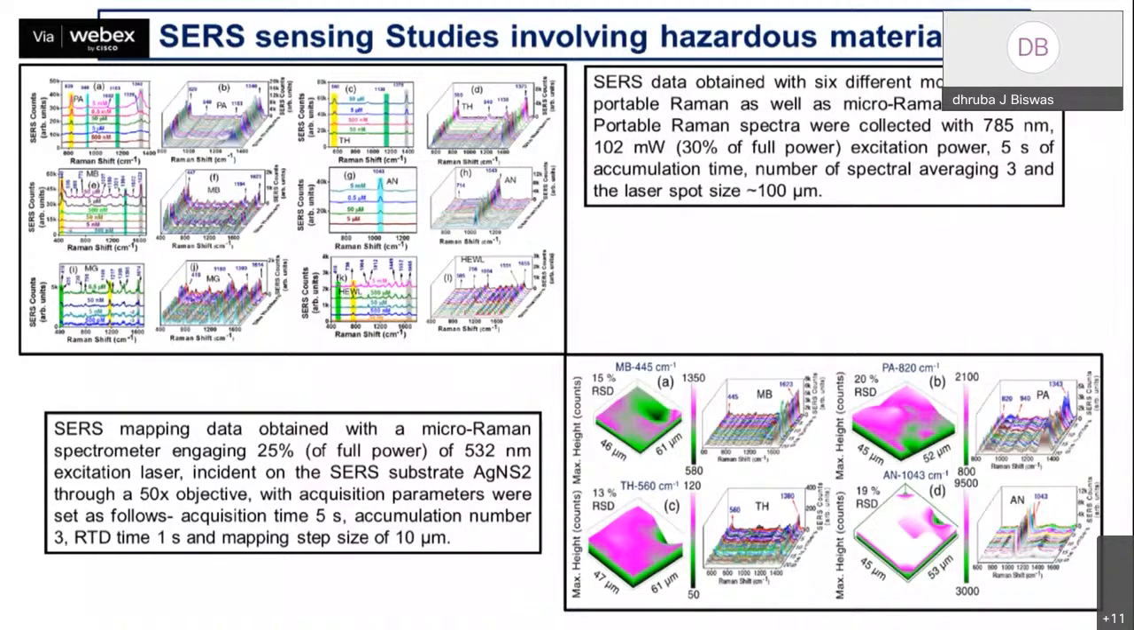You can see on the left side that picric acid molecules have been detected up to 50 picomolar regime with the portable Raman spectrometer, which is quite interesting in the real-time domain. And then on the right side, you can see the micro-Raman mapping data, which has been provided to give you the picture of the plasmonic response of these nanostructures. Yeah, I'm done. Next slide, please.